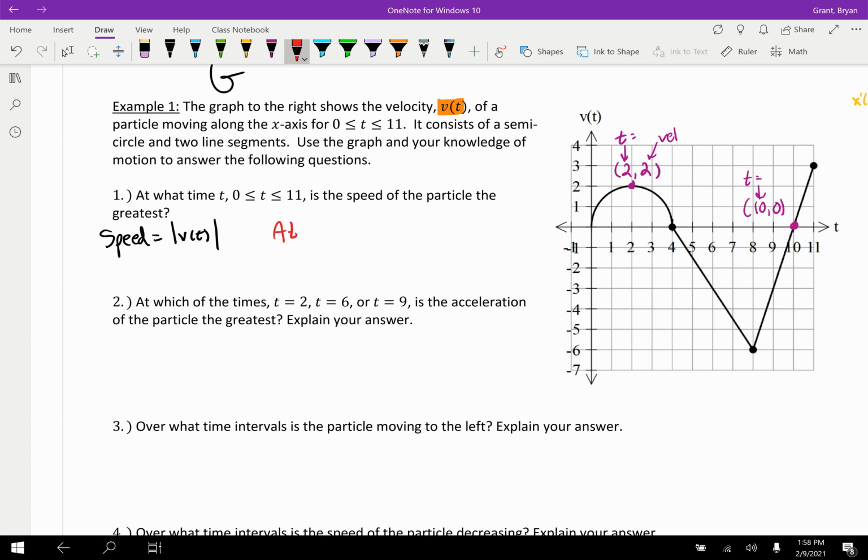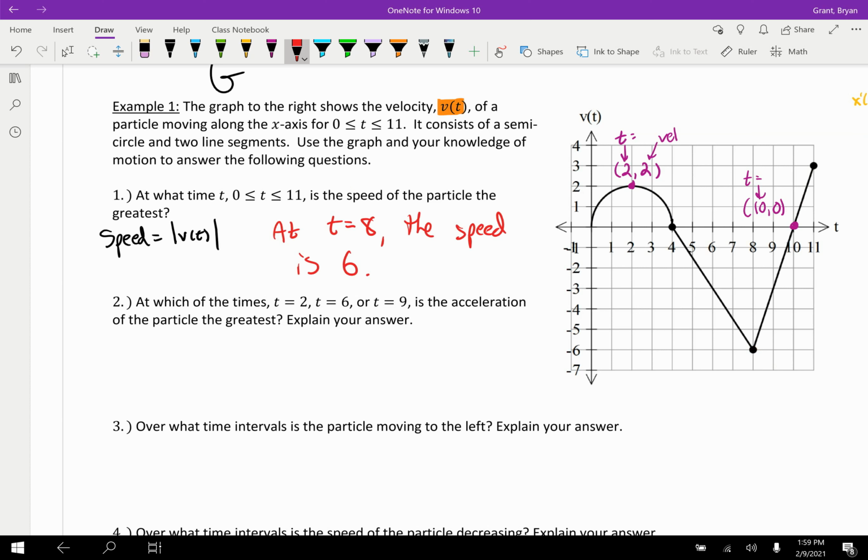We'd say at t equals 8, the speed is 6. Great. Question 2. At which of the times t equals 2, 6, or 9 is the acceleration the greatest?